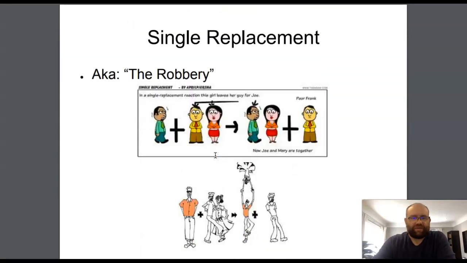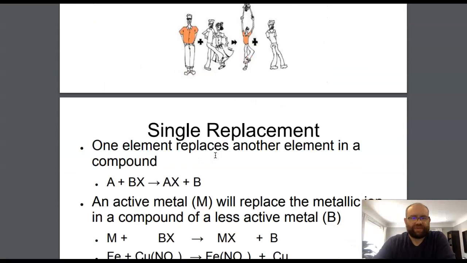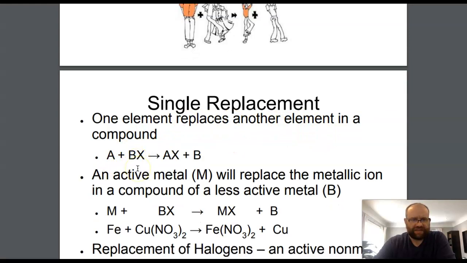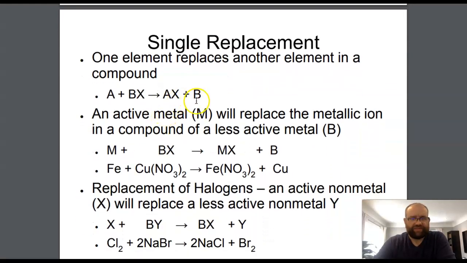After decomposition, we get single replacement. Single replacement is when one element replaces another element in the compound. So A plus BX yields AX plus B. Notice what we have here. The A replaced the B. It took the spot of the B, and now we have AX and B was kicked out. So when we're doing single replacement reactions, it's important to remember that cations replace cations and anions replace anions. I'll say that one more time. Cations replace other cations and anions replace other anions.